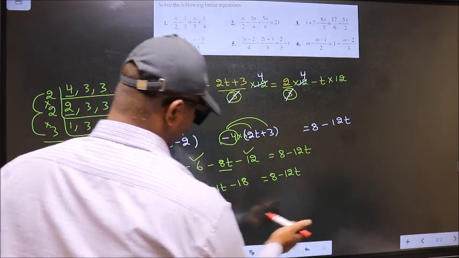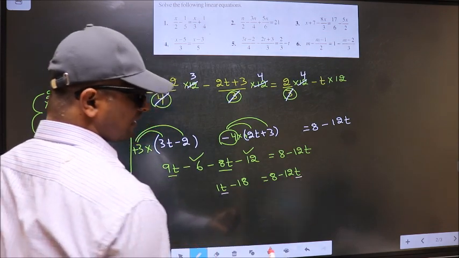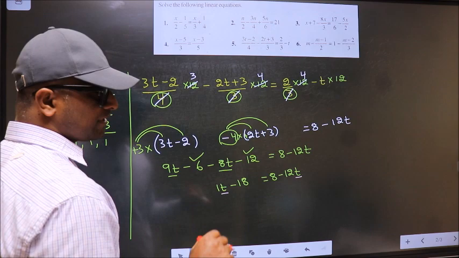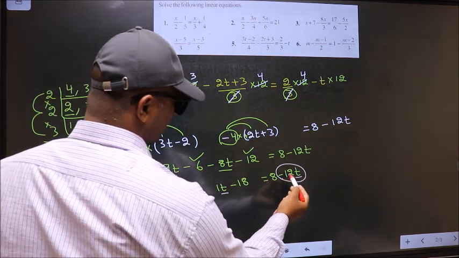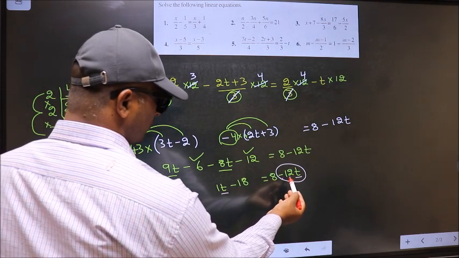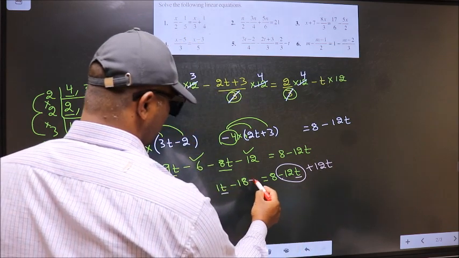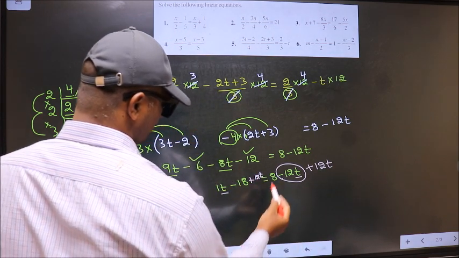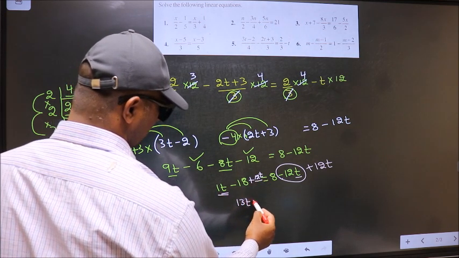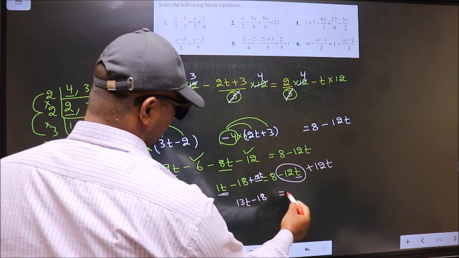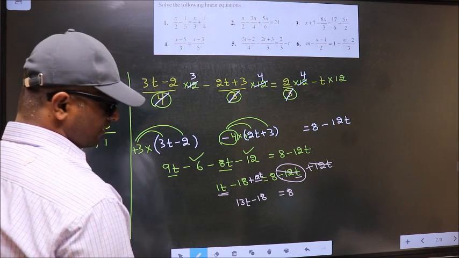Now we have t term here and also here. We should bring all the t terms onto one side. For that we should remove minus 12t from this side. So to remove minus 12t from here, you add 12t on both sides. So 1t plus 12t is 13t minus 18 equal to 8. Minus 12t plus 12t cancel out.